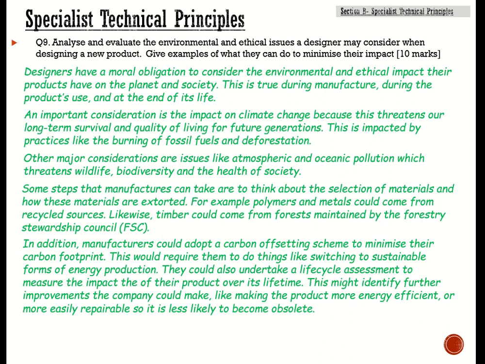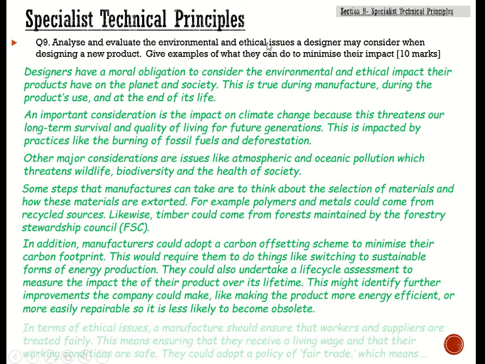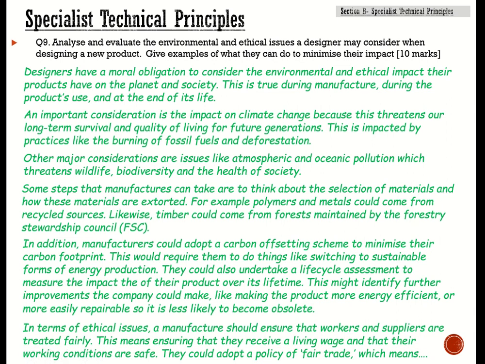Blah blah blah. They could also undertake a life cycle assessment to measure the impact of their product over its lifetime. Blah blah blah. Can make a product more energy efficient and more repairable. Excellent. Right, there's lots of environmental issues and what could be done about it. What this answer doesn't yet have is anything related to ethical issues, so don't forget, read the question.